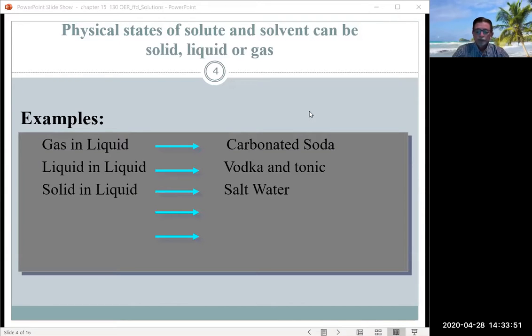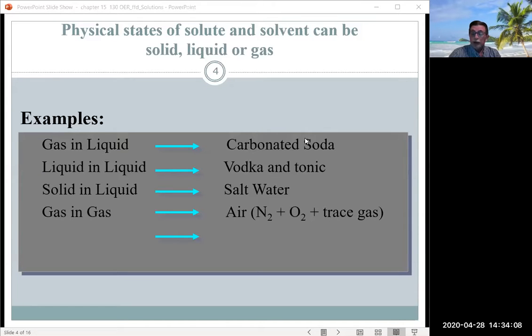Also, you can have the obvious one that we're all familiar with, a solid in a liquid. For example, table salt, you pour it into water, you create salt water. Another example of a solution where you have a solid in a liquid. Or you can have gas in a gas. Our air is a solution, where we have a mixture of gases in there: nitrogen, oxygen, carbon dioxide, and a variety of different gases.